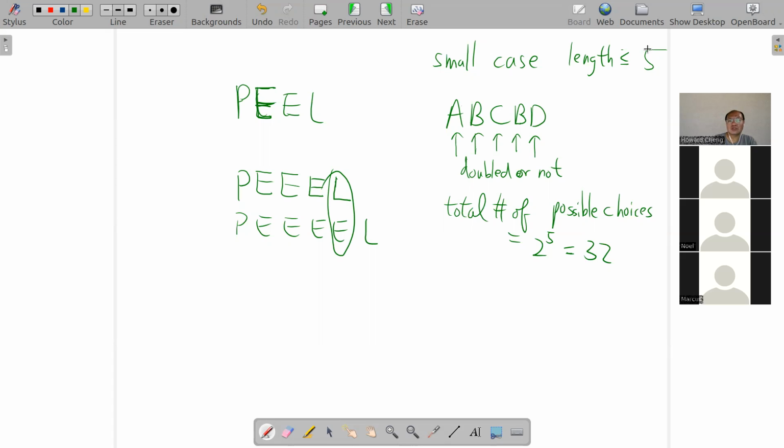Okay, and then the actual problem doesn't say 5. It says 10 for the small case. Well, it's 2 to the 10. It's 1024, which is still pretty small. Right, so it's not really that big of a deal to actually just try them all. Does that make sense? Generate all of them and then either find a minimum out of the whole list or sort them or whatever. It doesn't matter. Does that make sense?